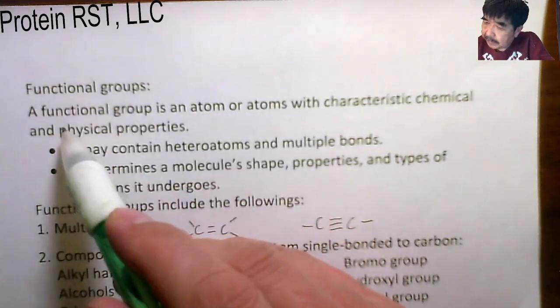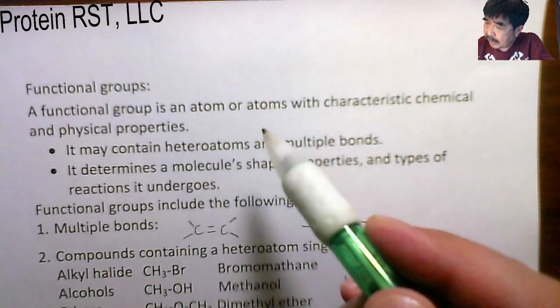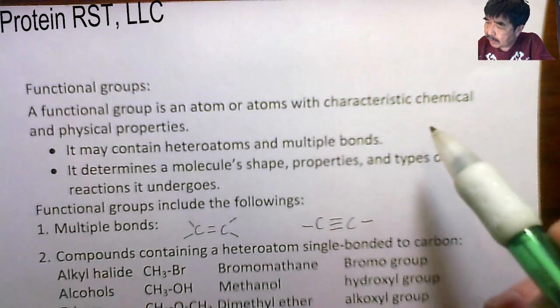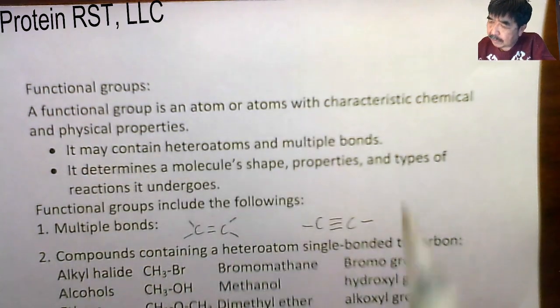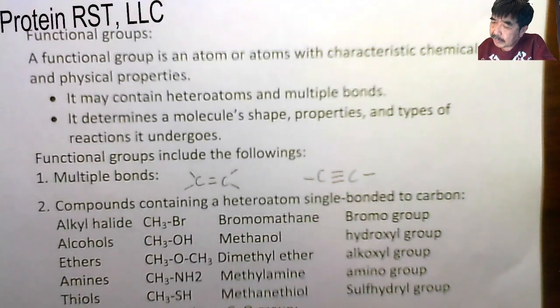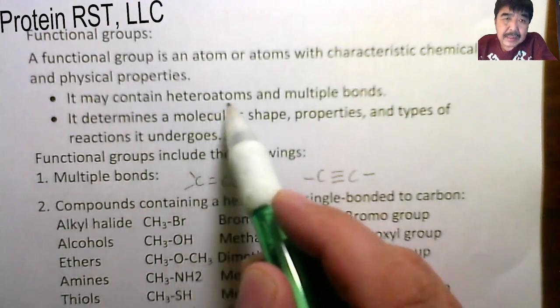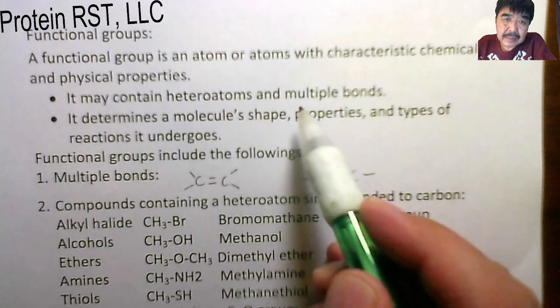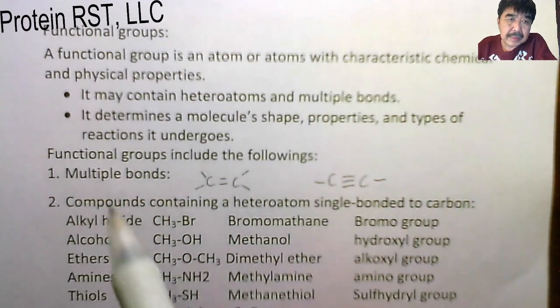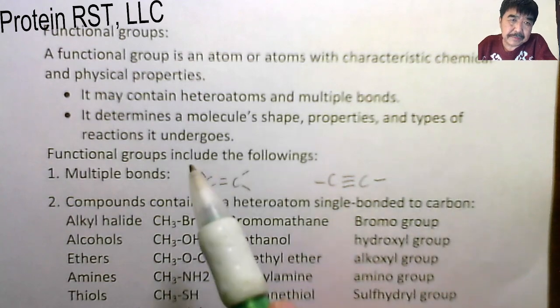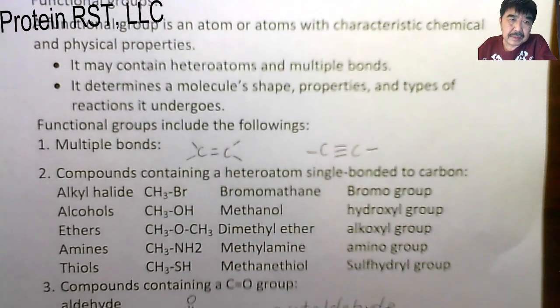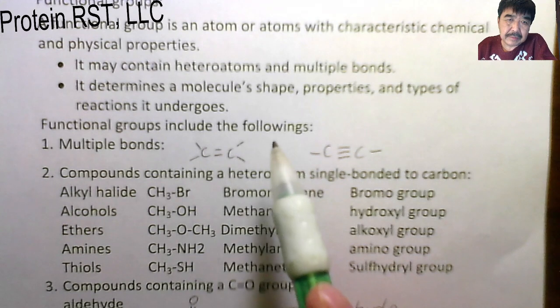Functional groups. A functional group is the atom or atoms with the characteristic chemical and physical properties. It may contain heteroatoms and multiple bonds. It determines the molecule shape, properties, and the type of reactions it undergoes. The functional groups include the following.